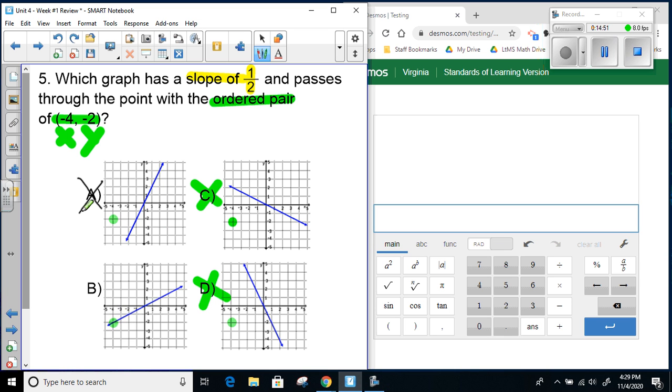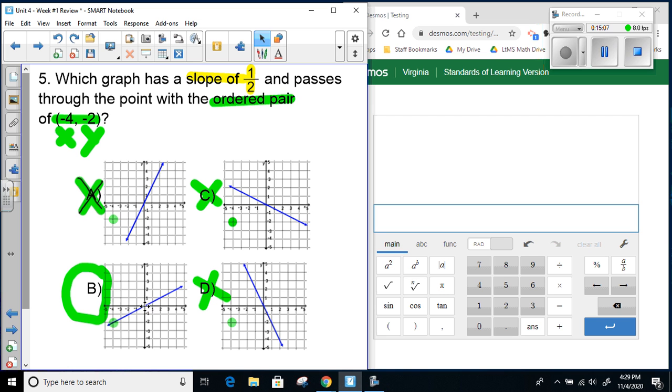So without even checking for the slope, and just by checking for the ordered pair, the only line that works is choice B. So let's check out the slope of this line though. Let's check out our rise and our run here to make sure we have a slope of 1/2.